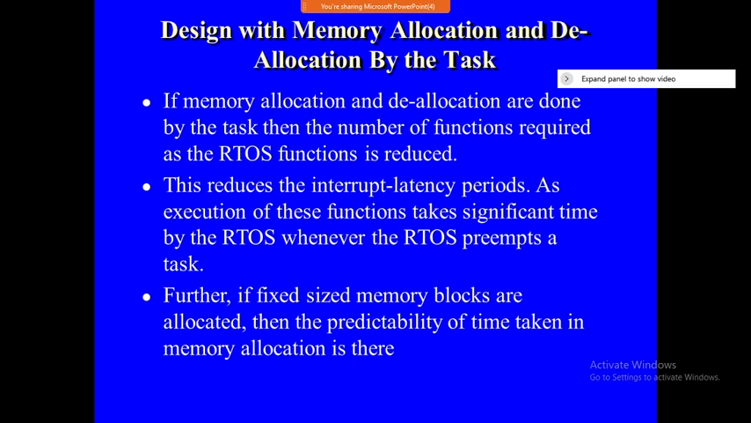It is going to reduce the interrupt latency period for the execution of these RTOS functions. You have to use the fixed size memory block allocation method. Then predictability of the time taken in the memory allocation will be there. If you are using a fixed size memory block allocation strategy, that is going to be helpful for you to get a predictable time for the allocation and deallocation.